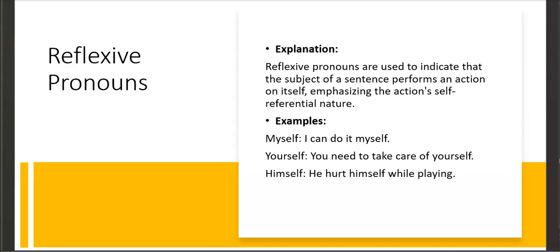So with this reflexive pronouns, it means that no one else did an action but you. So I can do it myself. No one else can do it but yourself. You need to take care of yourself. No one else has to do that for you. Okay, he hurt himself while playing. It means that no one else hurt him, or no one else made him hurt himself, but he did it himself. Okay, so we have myself, we have yourself, and we have himself.